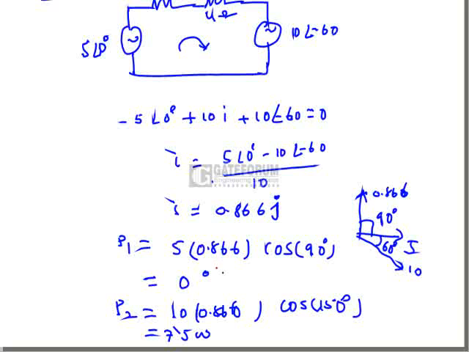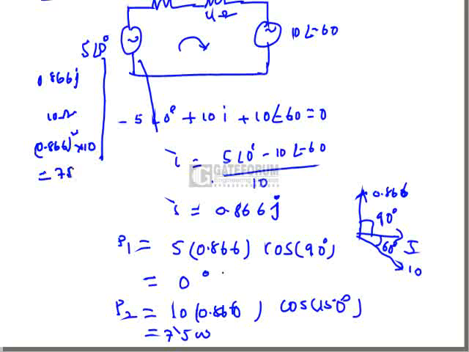The total power generation is the total power consumption. If you have a doubt, you can solve it like this. The total current is 0.866 j. The total resistance is 10 ohms. Now 0.866 whole square, the current square, multiplied by 10 ohms is the total power loss. If we solve this, we get 7.5 watts.